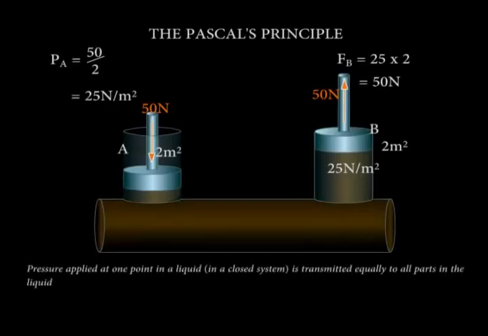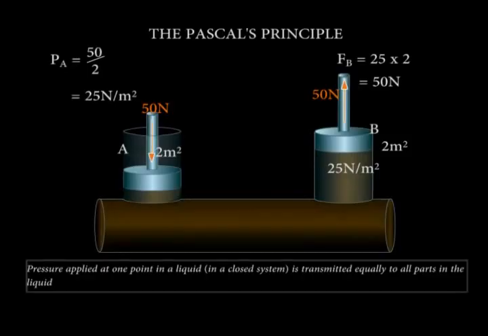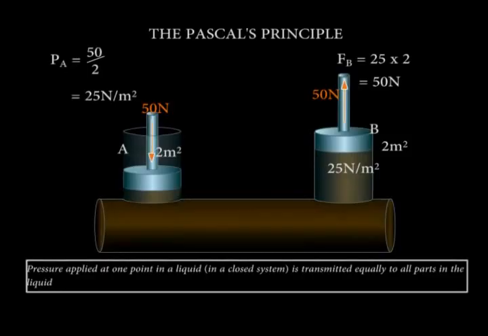Pressure applied at one point in an enclosed liquid is transmitted equally to all other parts of the liquid. This is called Pascal's principle, named after Blaise Pascal, who first explained it. Gases would also transmit pressure in a similar way, but they are compressible.